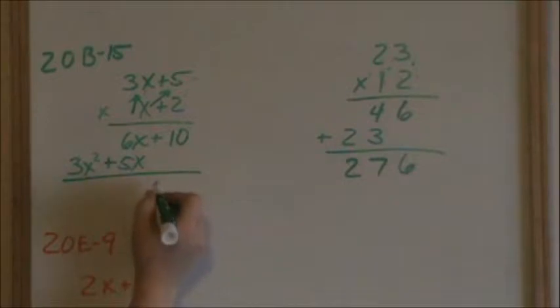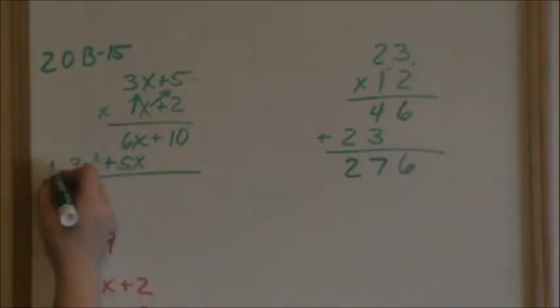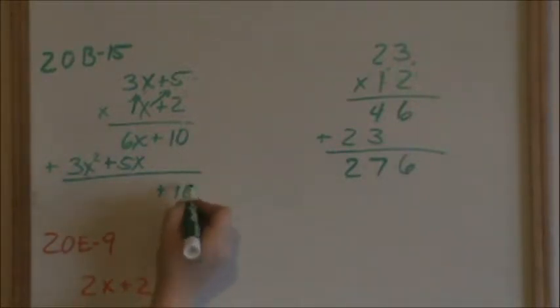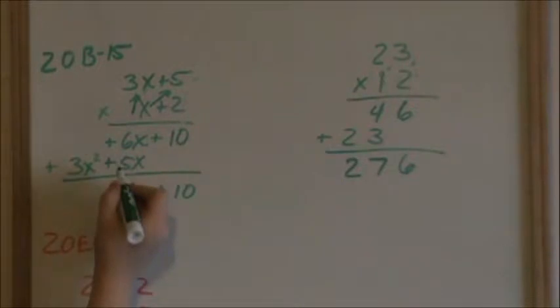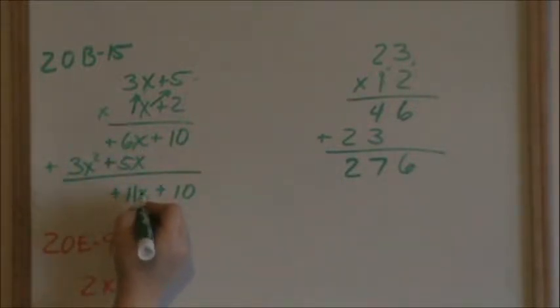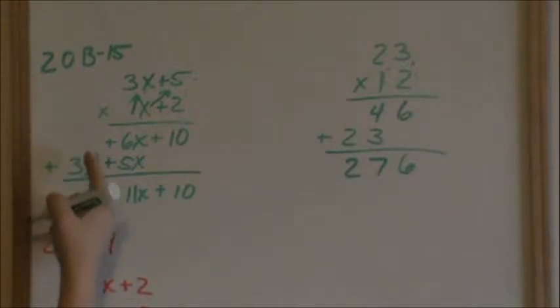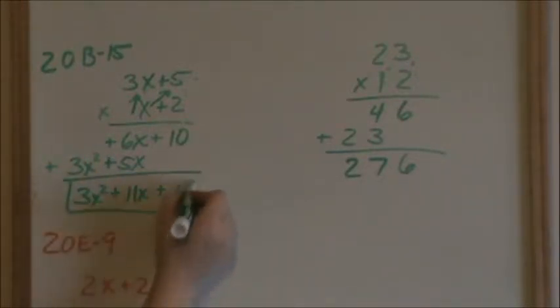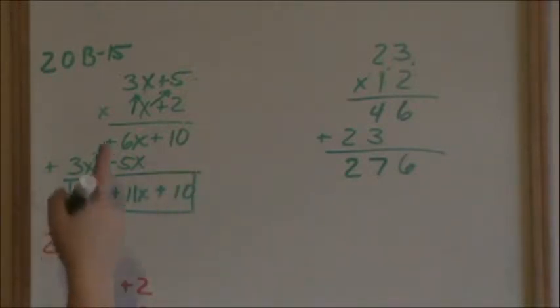So now we're down here, just as we added with the numbers, we add now. We should have whole numbers to whole numbers. A positive 10 plus 0 is a positive 10. This was a positive 6x. Positive 6x plus 5x is a positive 11x. And then this was a 0, added to your 3x squared is 3x squared. And that is your answer for that.